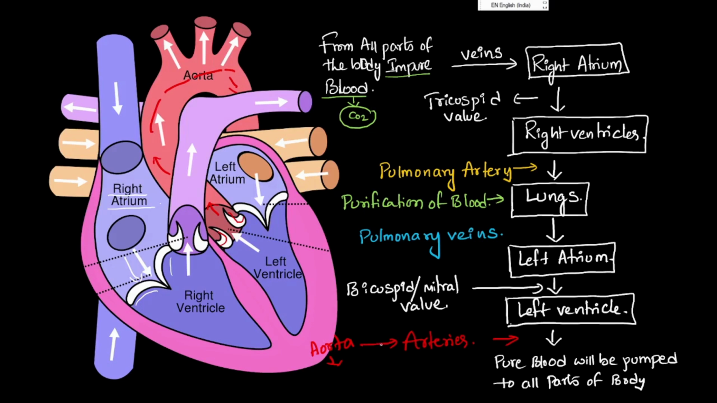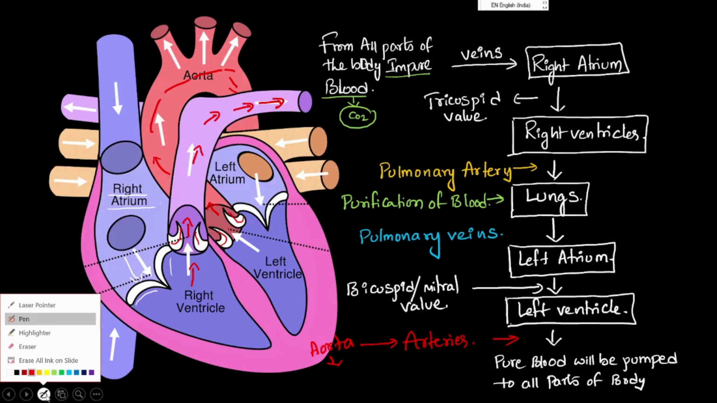Next is how it happens in the right ventricle, students. When the right ventricle contracts, impure blood from the right ventricle passes through what we call the pulmonary semilunar valves, into the pulmonary artery, students. Through the pulmonary semilunar valves, it will be sent to the lungs from the right ventricle, and in the lungs purification of blood takes place.